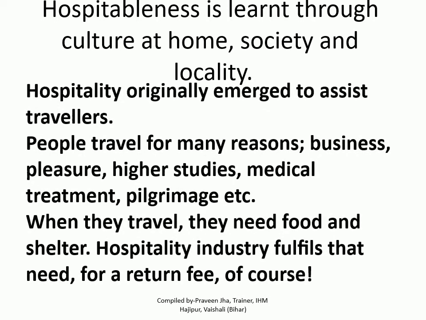Hospitality originally emerged to assist travelers. People travel for many reasons, like business, pleasure, higher studies, medical treatment, pilgrimage, etc. When they travel, they need food and shelter. Hospitality industry fulfills that need, for a return fee, of course.